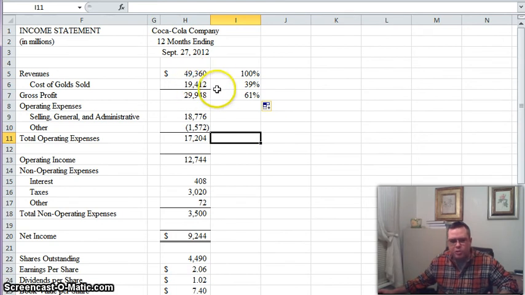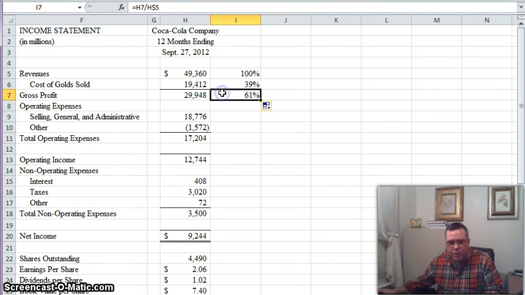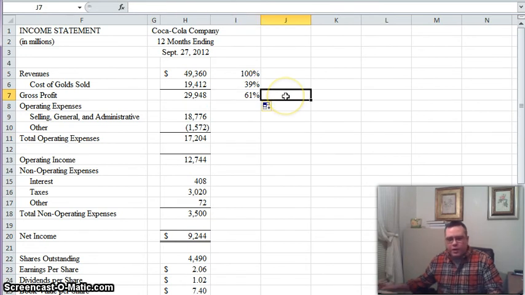For example, cost of goods sold is 39%. So that means 39 cents on every dollar we sell goes to direct material and labor. And then we have 61 cents left over to pay for all our overhead. So we can track that over time. We can compare it to the industry average, things like that, to see how well we are doing maintaining our basic material costs and labor costs.